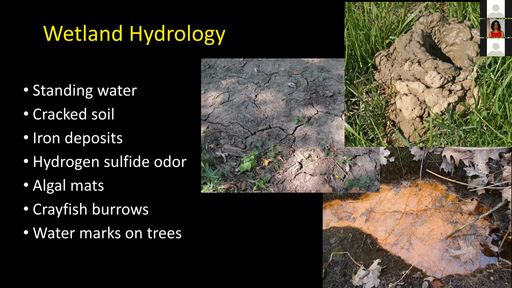Then there are algal mats that could form a film in a wetland. Sometimes you see crayfish burrows like the one up here on the right, and these can be really large. You can trip and fall over these if you don't really see them. Watermarks on trees, all these are indicators of wetland hydrology, and you need at least 2 secondary indicators and 1 primary indicator to fulfill that criterion of wetland hydrology.